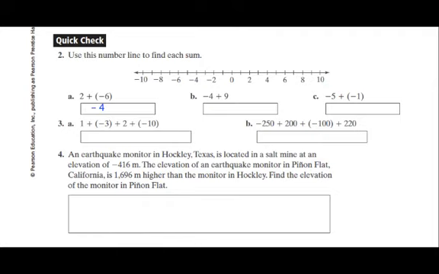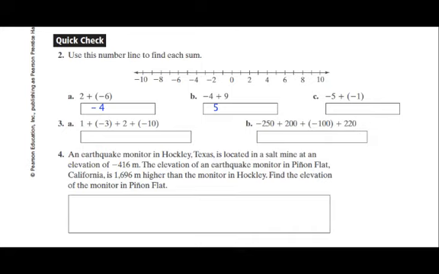For part B, we have -4 plus 9. Again, different signs, so we're going to subtract. This time, though, we have more positives than negatives, so our answer is positive. 9 minus 4 is 5. So answer B is positive 5.